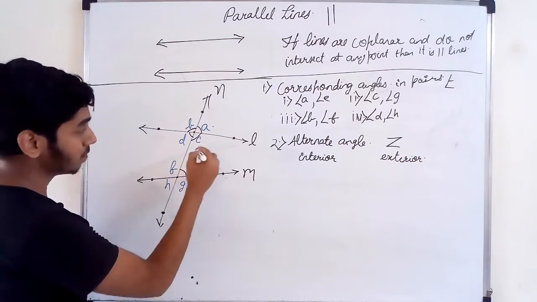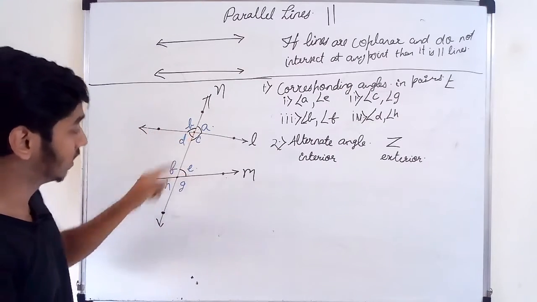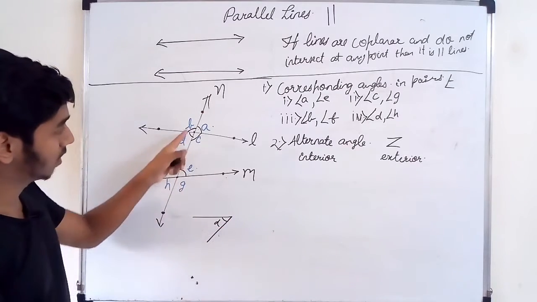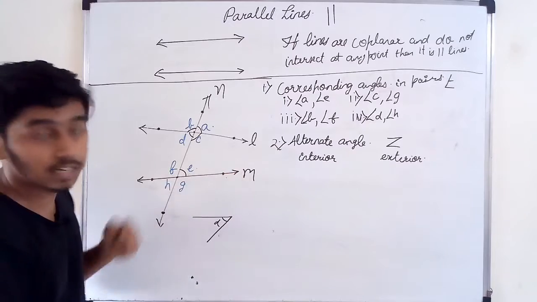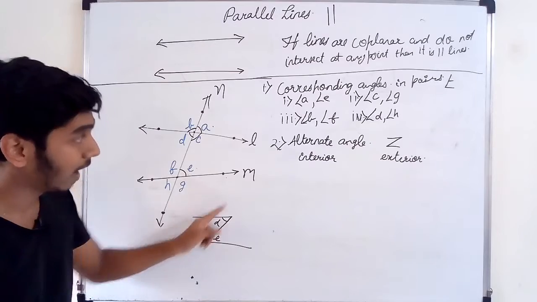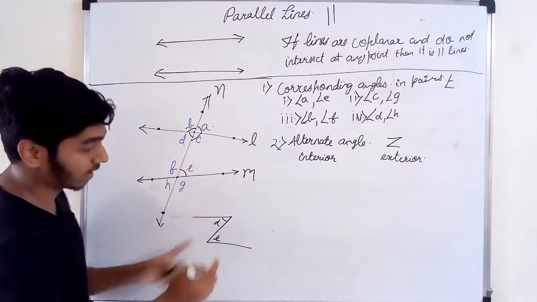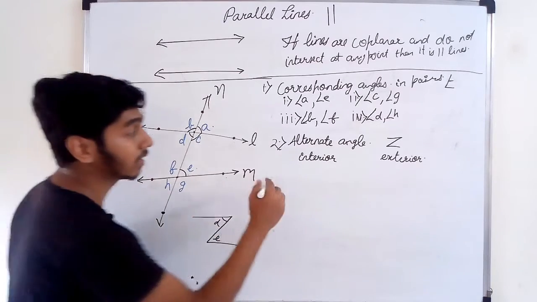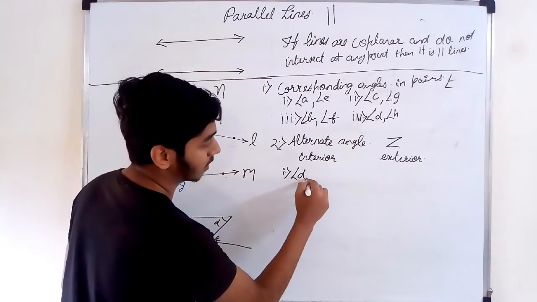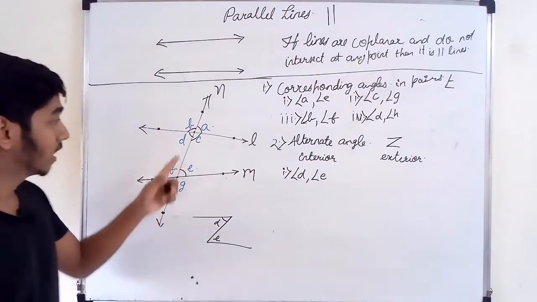So let's see, if you see this angle, angle D and E. So see, angle D is what? This is angle D. Then it comes down, then E starts. So this is E. So these two angles here form like a Z. So these two angles are a pair of alternate angles, and they come under interior, which is angle D and angle E.